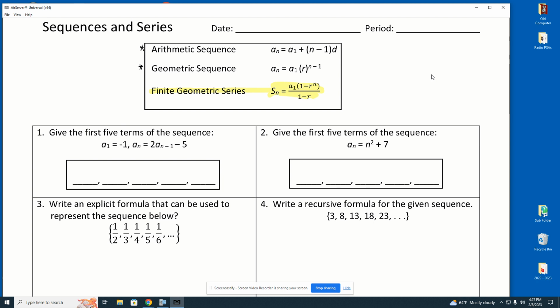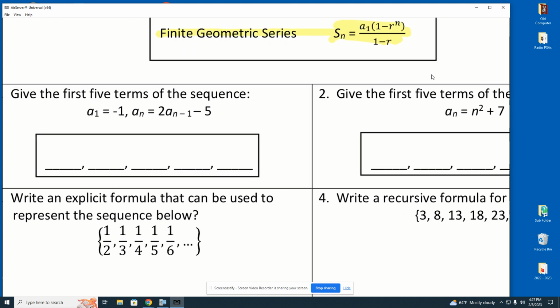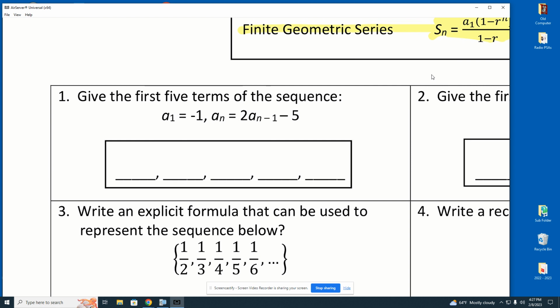All right. So in the past, when I've given this test, this problem right off the bat is missed way more than it needs to be. It wants me to give the first 5 terms of this sequence. And it tells me a sub 1 equals negative 1. And then it gives me the equation: A sub n equals 2 times a sub n minus 1 minus 5. I hope that this right here, I'm going to highlight that, I hope that this stands out at you.